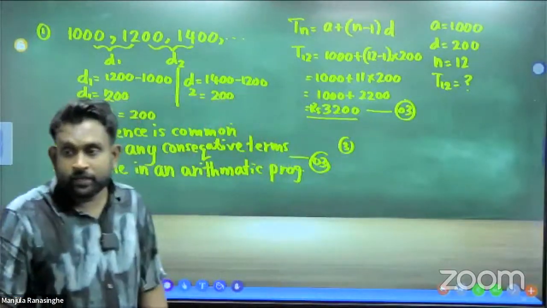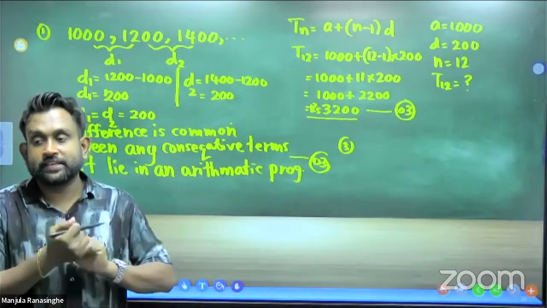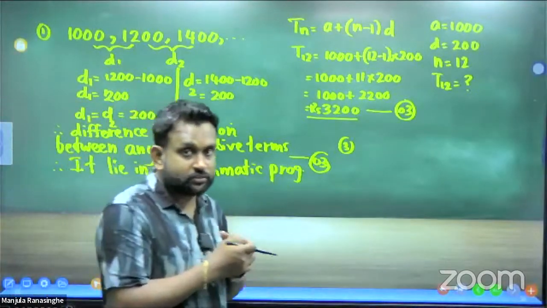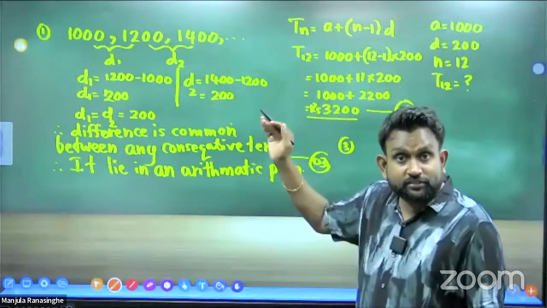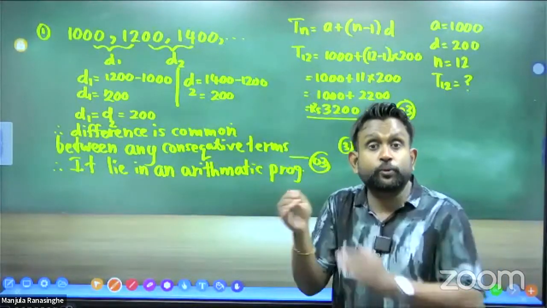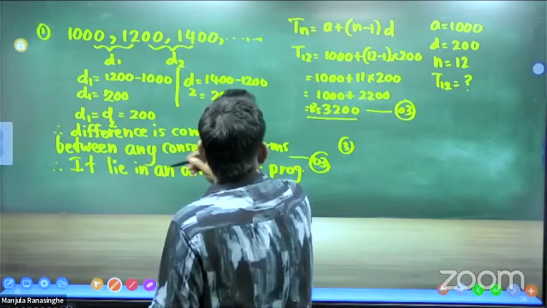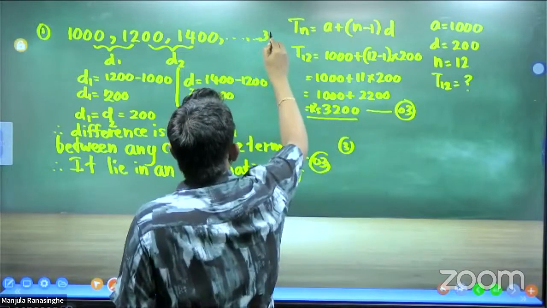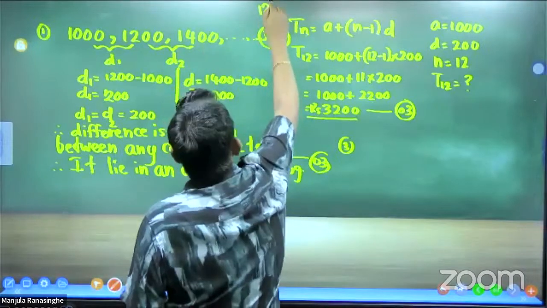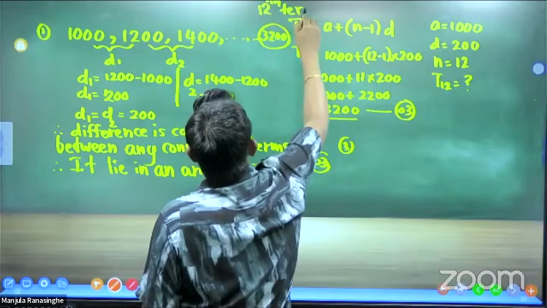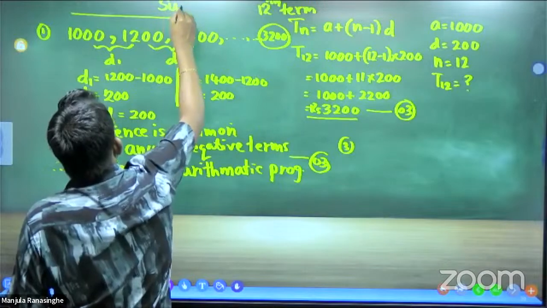Part 3: calculate the total amount deposited at the end of the year, and show that it's greater than 25,000. The end of the year means the end of 12 months, so this is running for 12 terms, and the 12th term is 3,200. Up to this 12th term, they are asking for the sum.